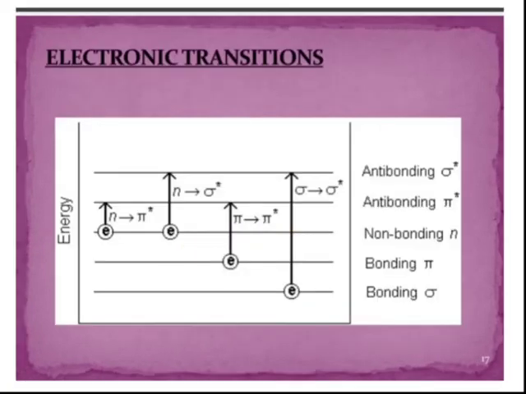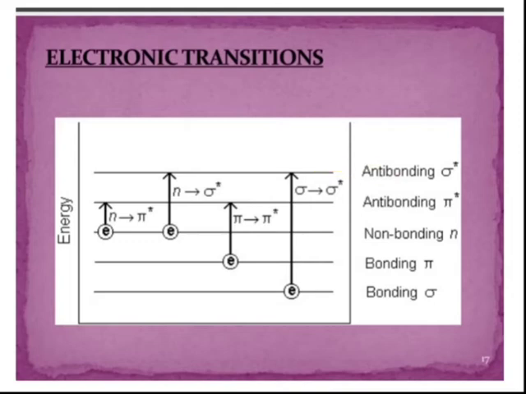The electronic transitions which are found in the UV visible region are sigma to sigma star, pi to pi star, n to sigma star and n to pi star. See here, first one is a bonding sigma, second is a bonding pi, third one is a non-bonding n, then anti-bonding pi star, and last energy level is an anti-bonding sigma star.